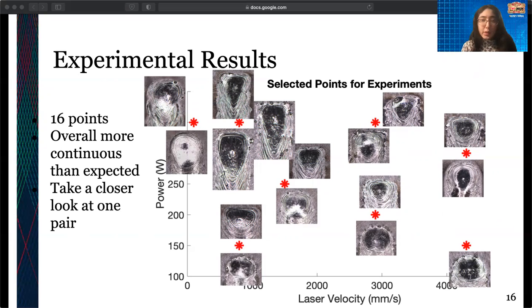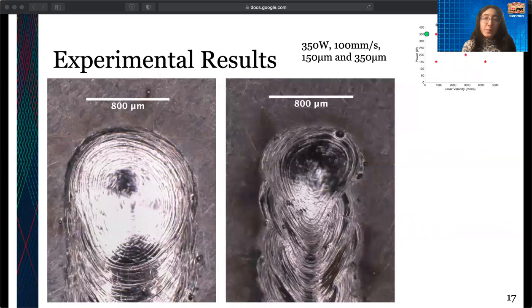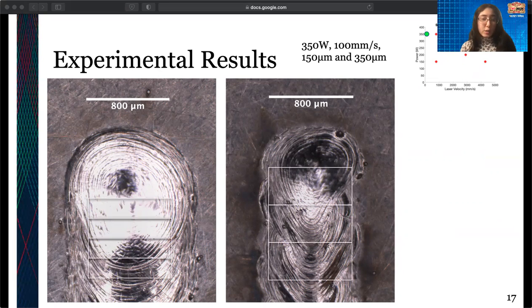Let's take a closer look at one pair of these experiments at a single power velocity combination, this one specifically. So this is 350 watts and 100 millimeters per second, and the two hatch spacings are 150 microns and 350 microns. On the left side, we have the smaller hatch spacing, and what we see is a very continuous melt pool. There's no disruptions along the length. It's pretty much the same as you go upwards.